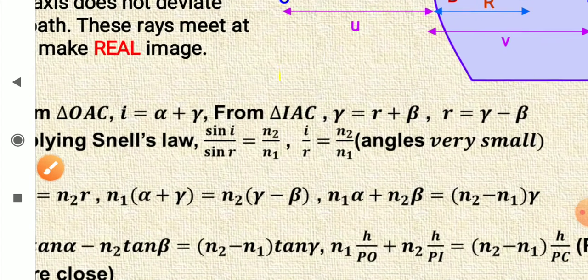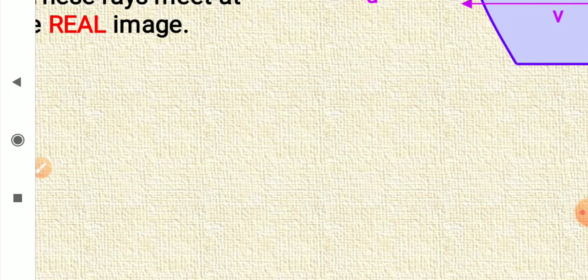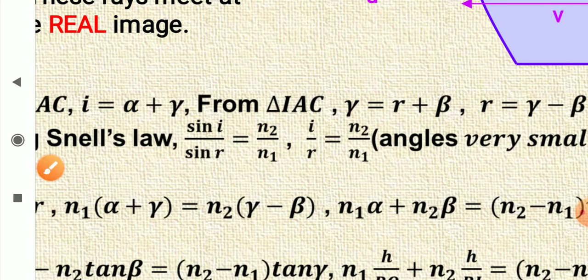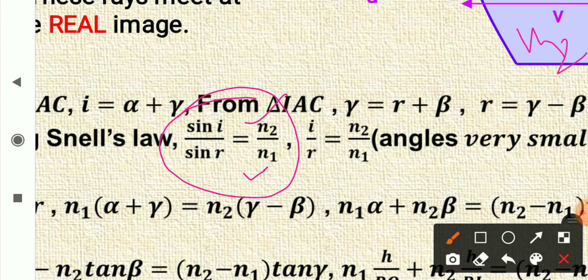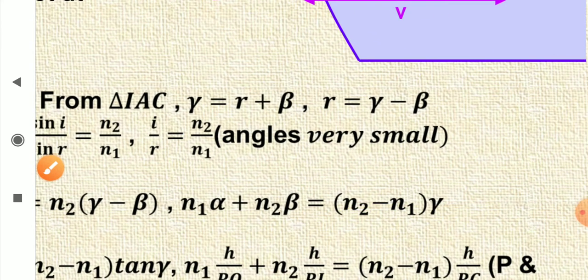So applying Snell's law, sin I upon sin R is equal to the refractive index of the second medium with respect to the first medium, and the second medium here is N2, the denser medium, and the first medium is N1, right? And the angles are very, very small, so sin I can be written as I, sin R can be written as R, and I upon R is equal to N2 upon N1. This happens for very, very small angles. So the angles are very small.